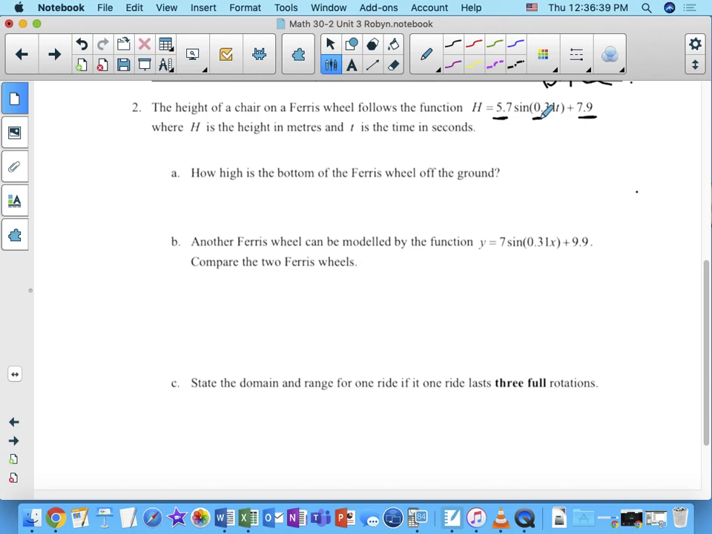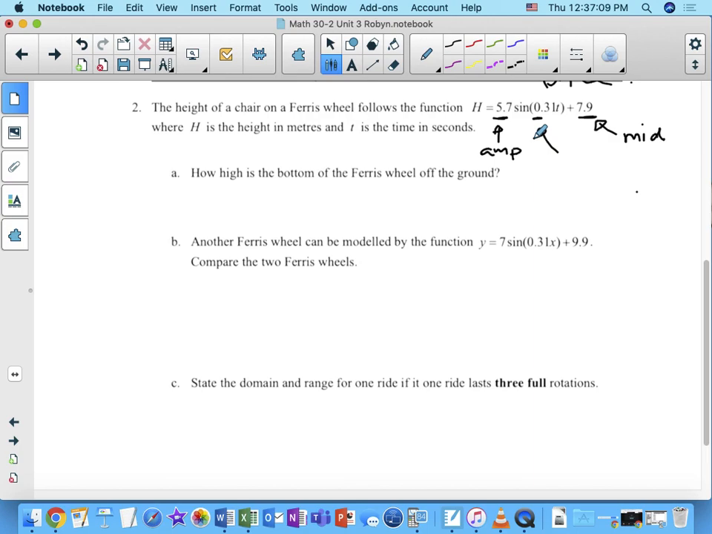What does that tell us? How would you describe that on the graph? This number in front of the sine. The amplitude, yeah. Okay, and what about the 7.9? Midline. And the 0.31? Is it equal to the period? It affects the period. Okay, so how would we figure out the period based on the 0.31?